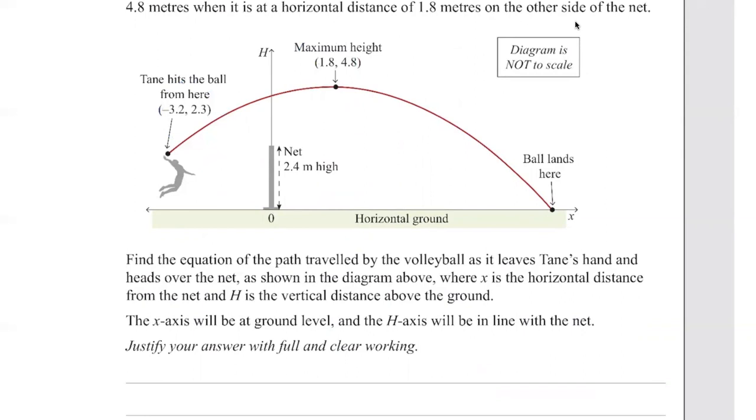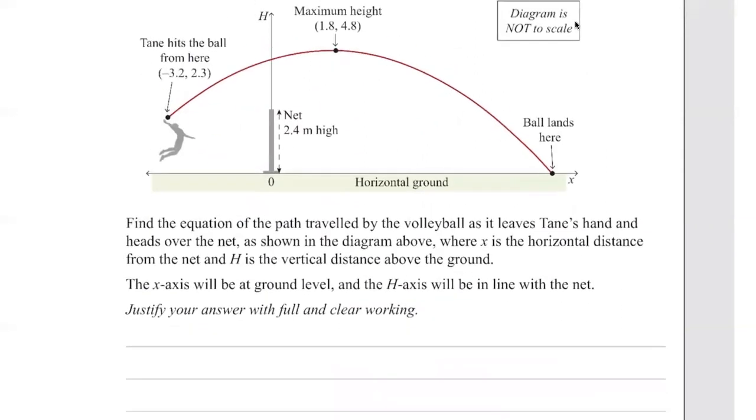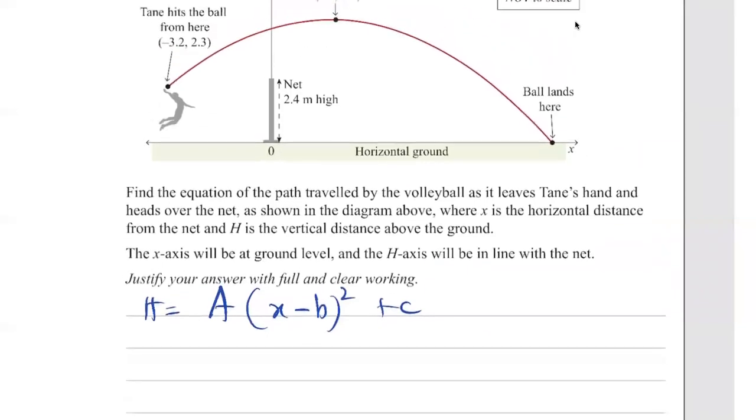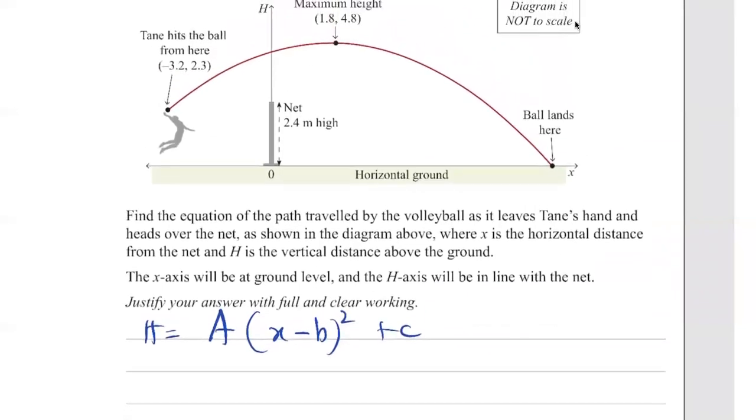Find the equation. All right, find the equation. Well, I think in this instance, if we're using h, we need to use this kind of format. So I'm going to use a times (x minus b) squared plus c. So we're shifting the vertex of that around. So we're going to use this kind of equation here because our vertex is right there. That's it there. It's a maximum height.